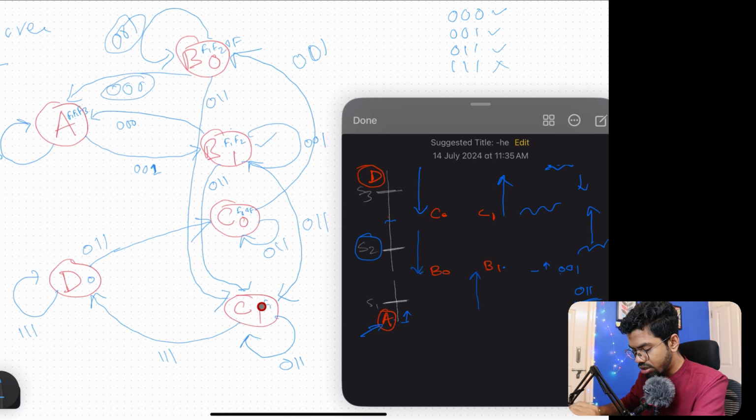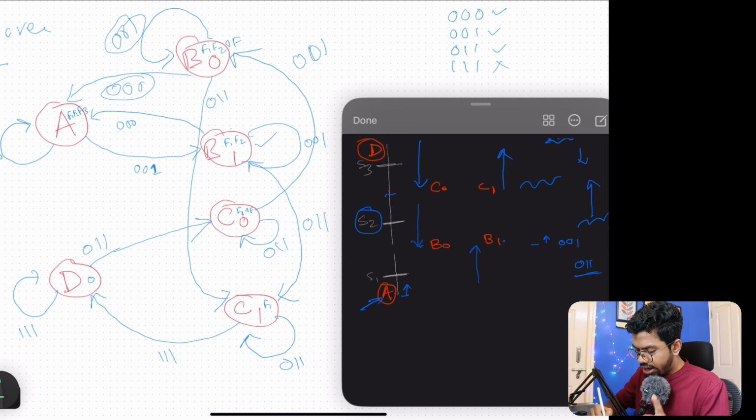Now let's check for C1. In C1 I have taken care of 001, 111. So anytime I receive a 001, I will again transfer back to B0. It is a little confusing, but it's okay.